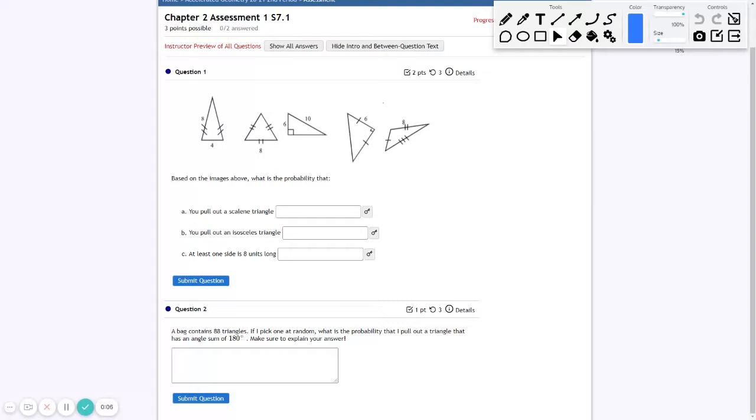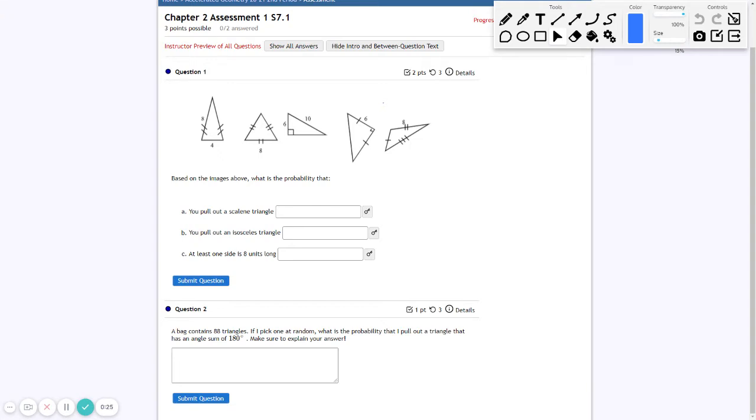This is the third standard reteach, standard 7.1. This is the probability standard. This should be really quick because there's only two questions, and again, nothing too crazy here, but I'll go ahead and start this off with question one. So, based off the images above, what is the probability that blank, blank, and blank?